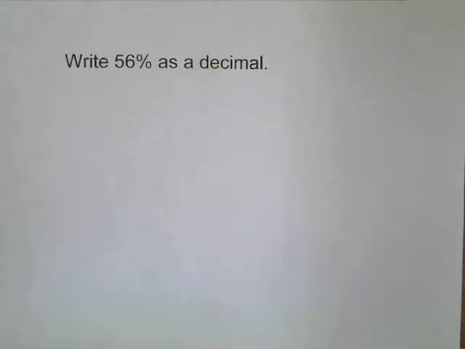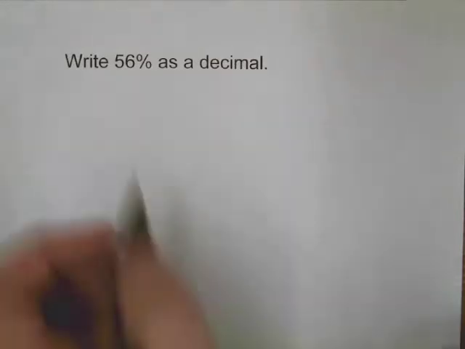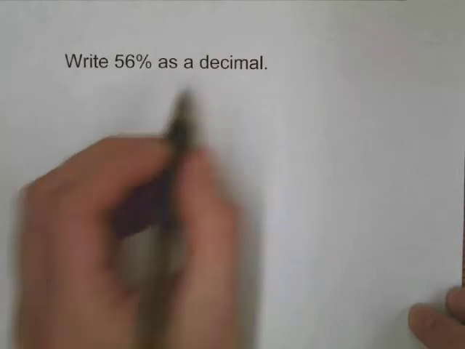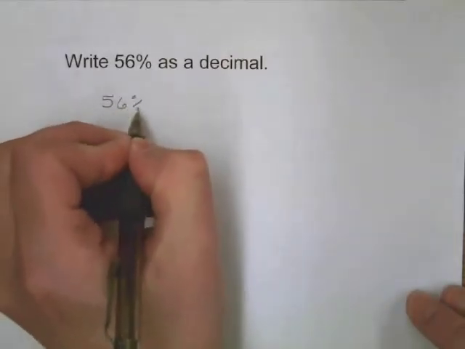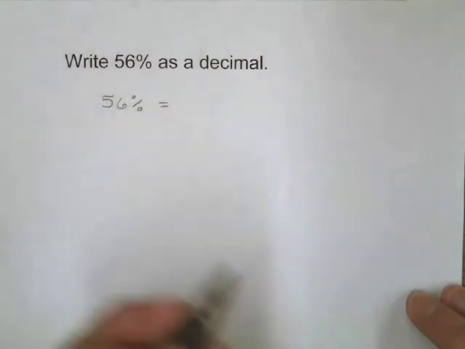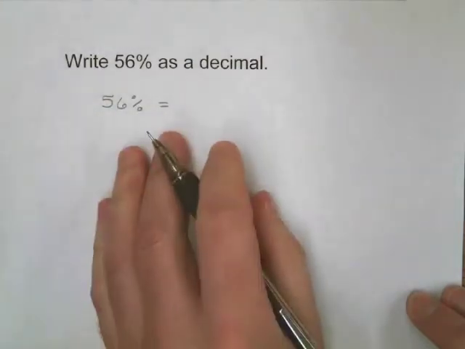Lesson 7-7, Example 2. Our objective is learning to write percents as decimals and as fractions. And we're going to look now at writing percents as decimals. So let's say we want to write 56% as a decimal. Well, one of the ways I can do it is think of it as a fraction first of all.